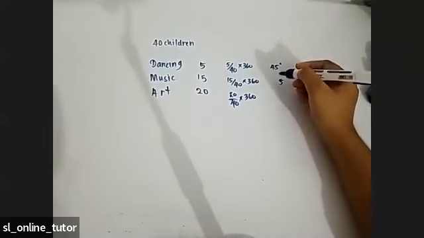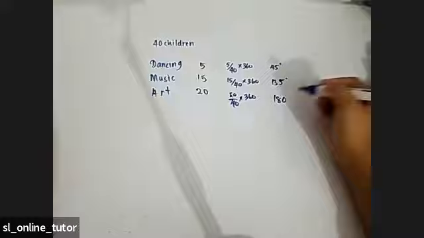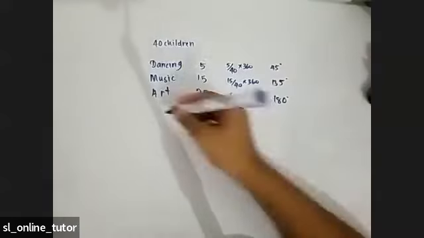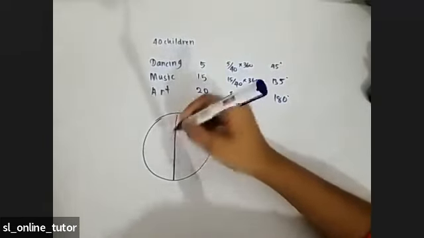90. 135. 135 degree. And here 180 degree. Correct. So if you want, you can total and see whether 360 is coming. Now take the pie chart. First we'll denote the 180. It's easy. This is 180, art.